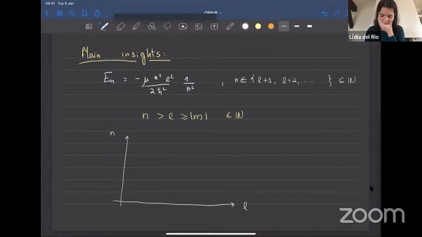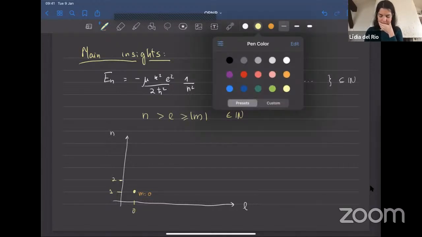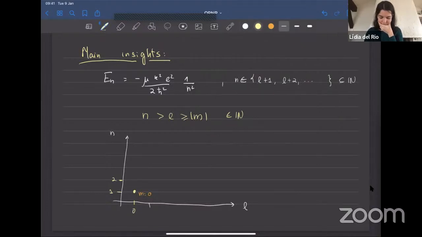If I now plot, for example, L and n, we have many options for energy, for stationary states of the hydrogen atom. When n equals 1, L equals 0, and there's only one state, because M must be 0. When n equals 2, then L can be 0 or it can be 1. So we have here and here, whereas here we have three possibilities for states: M can be -1, 0, or 1.